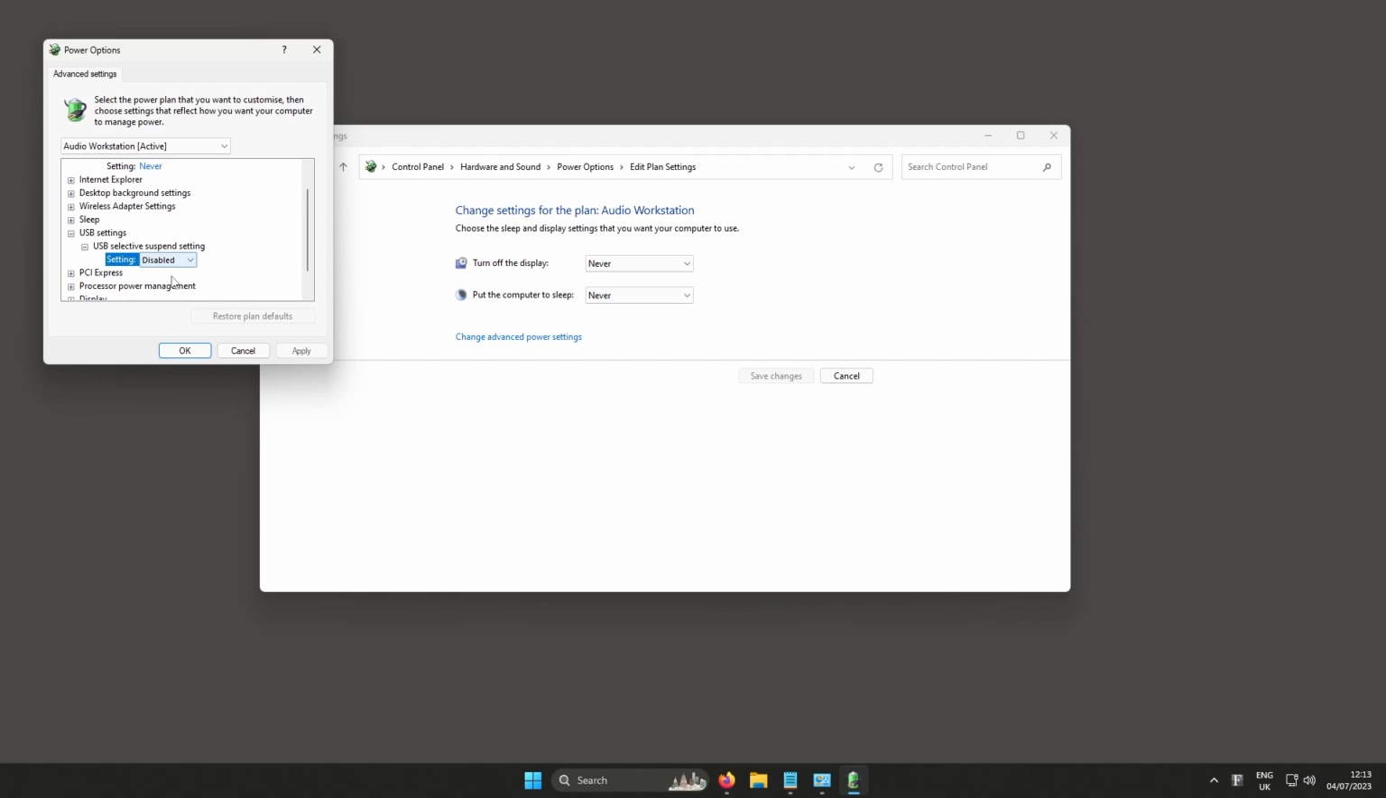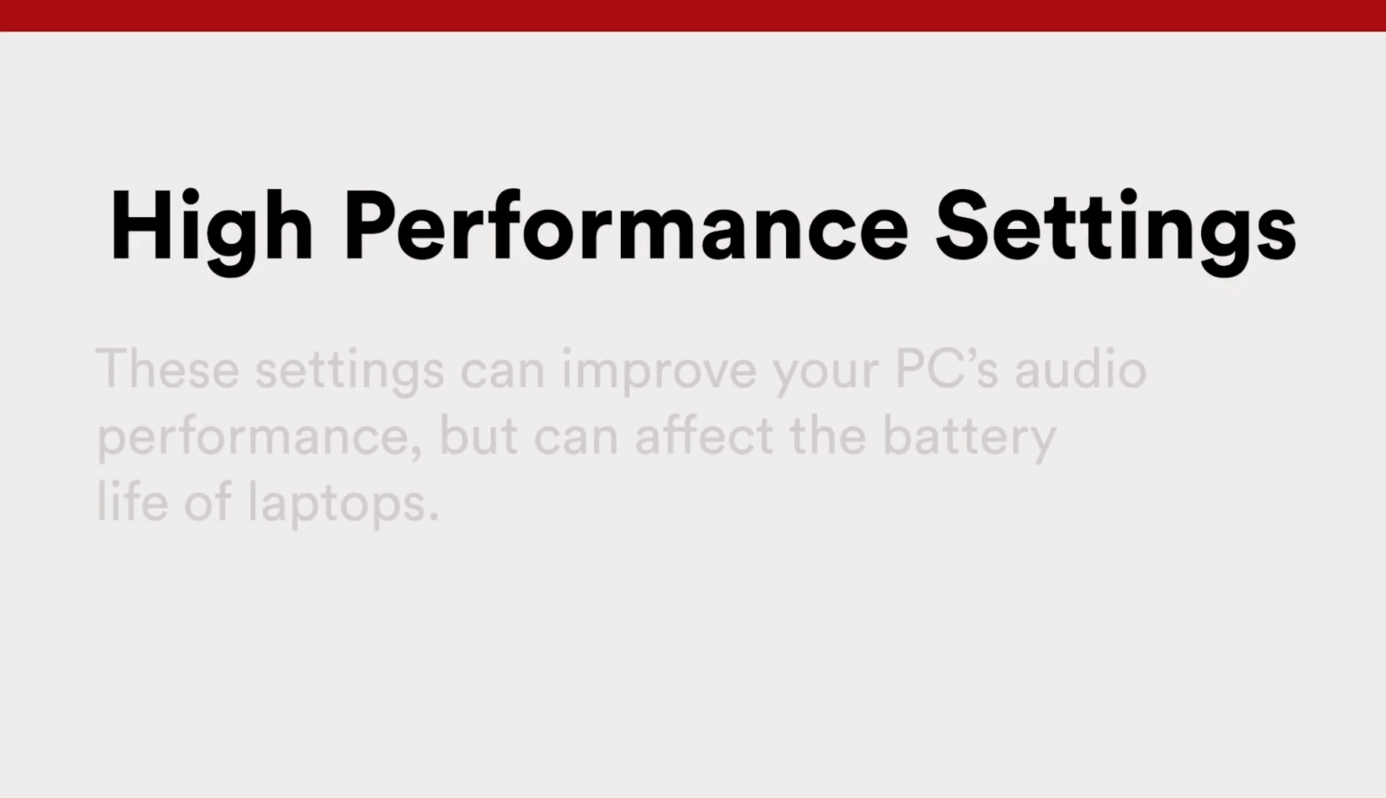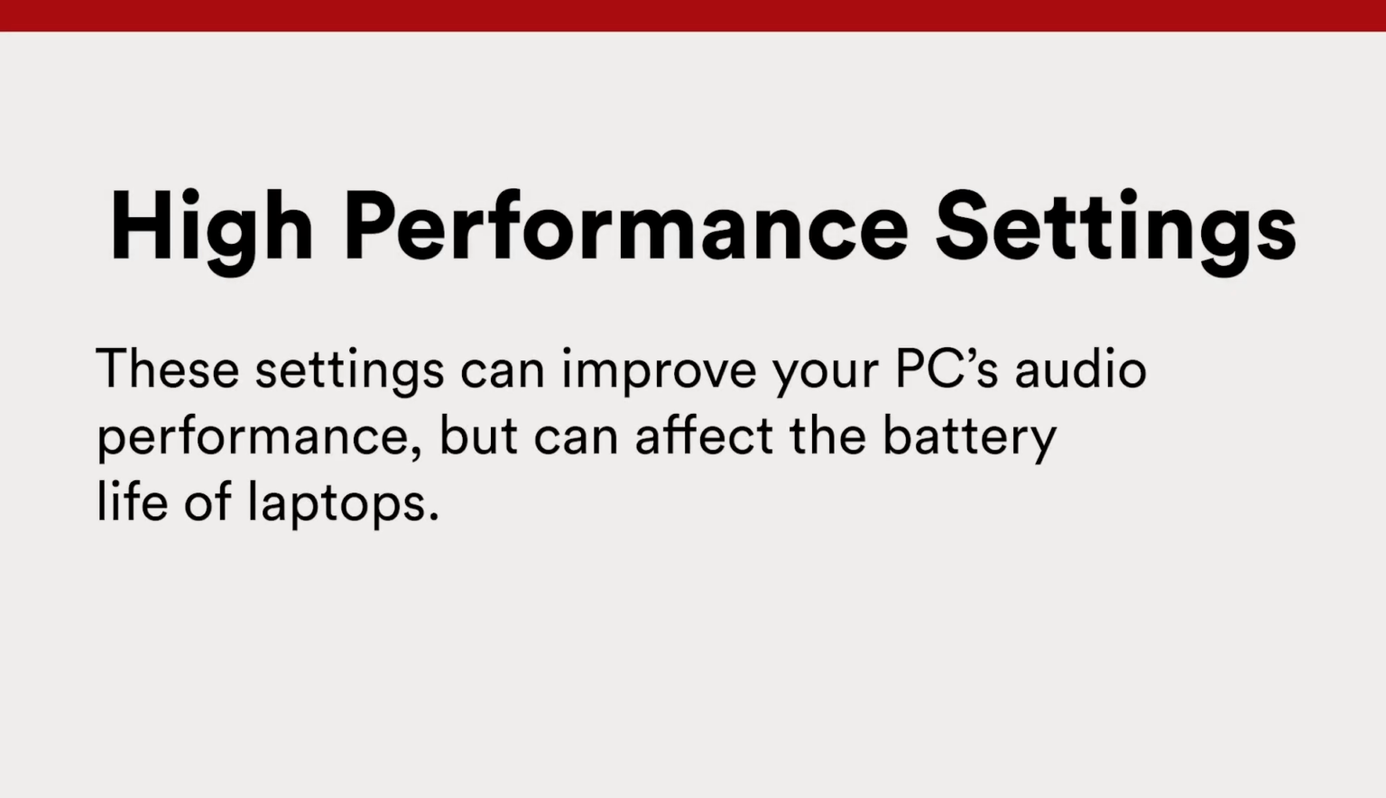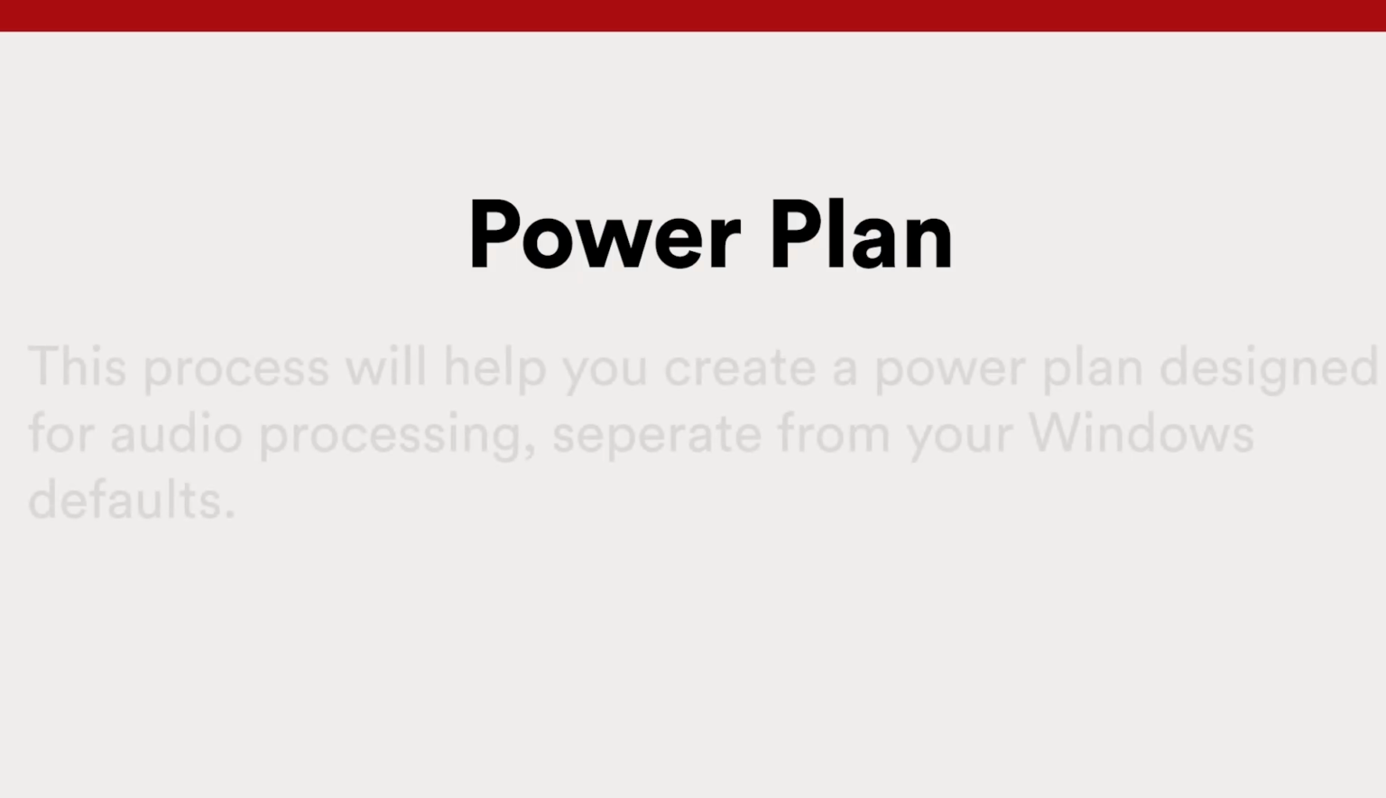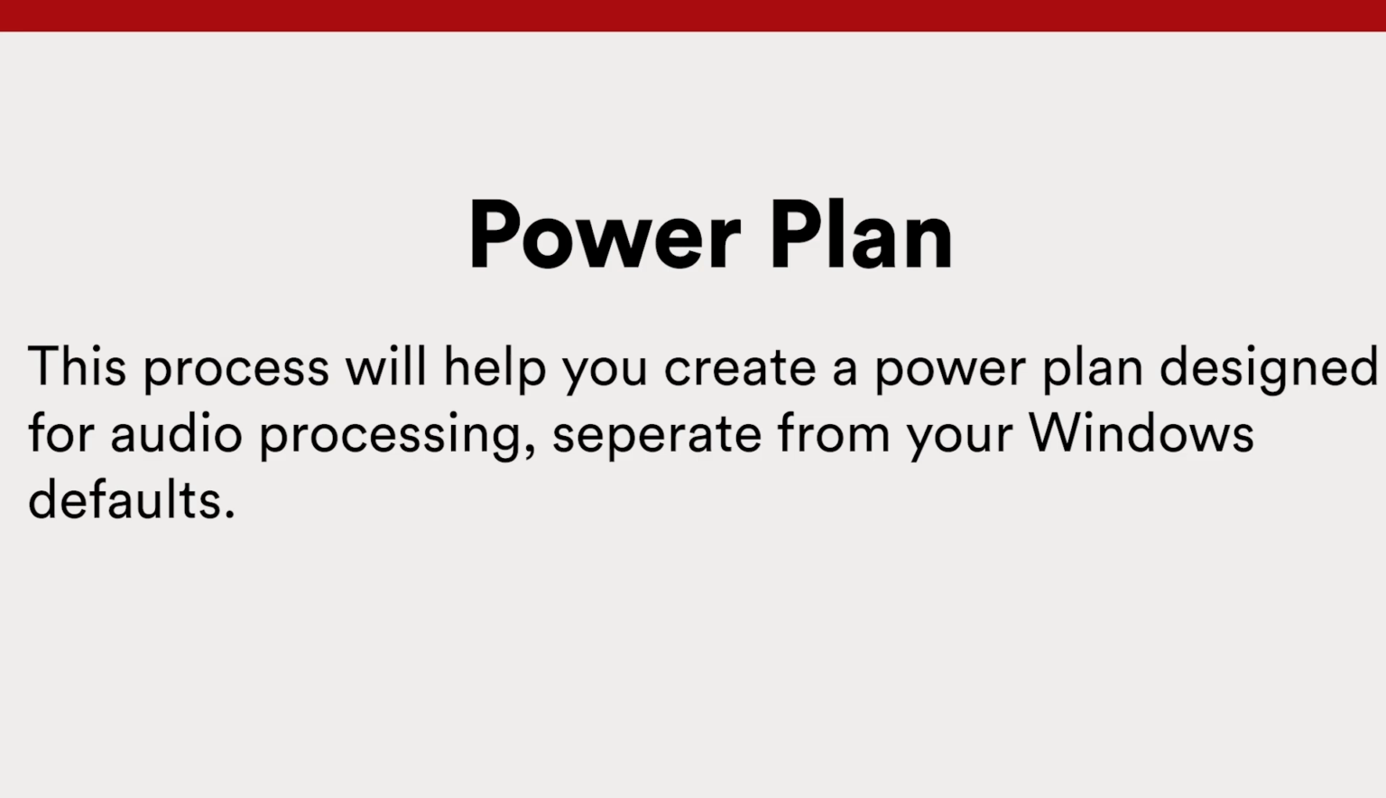On a laptop, there will be two options, on battery and plugged in. Select Disable for both. These next options are high performance settings. If you're using a laptop, these options can affect your battery life. A high performance power plan. A power plan is a collection of hardware and system settings that manages how your machine uses and conserves power.